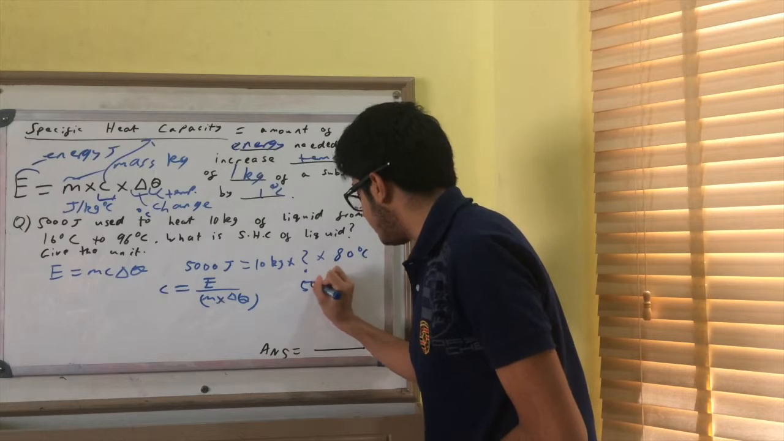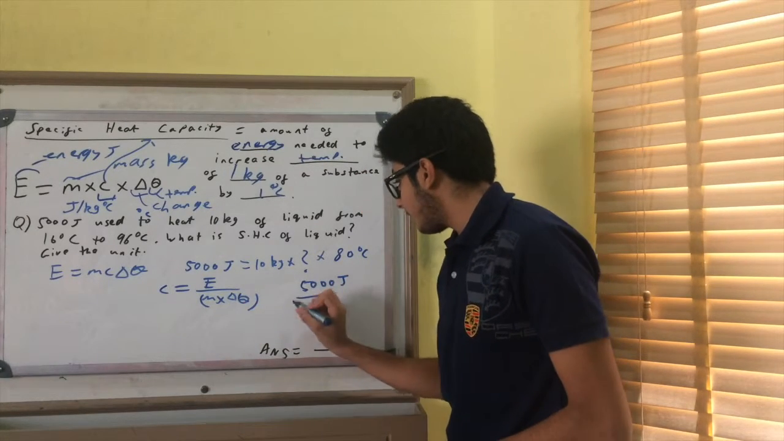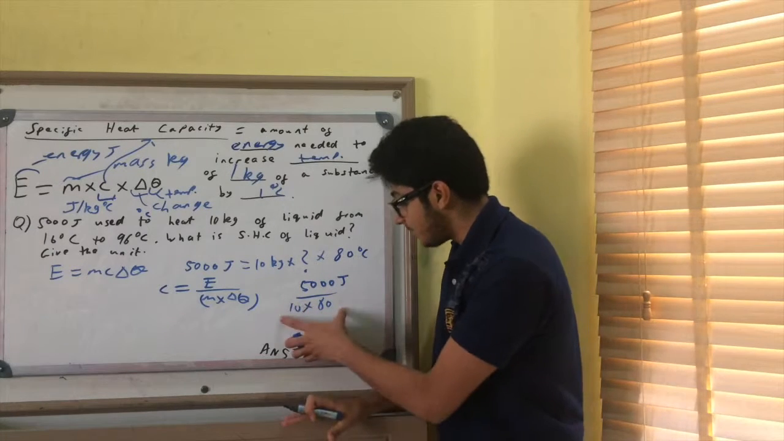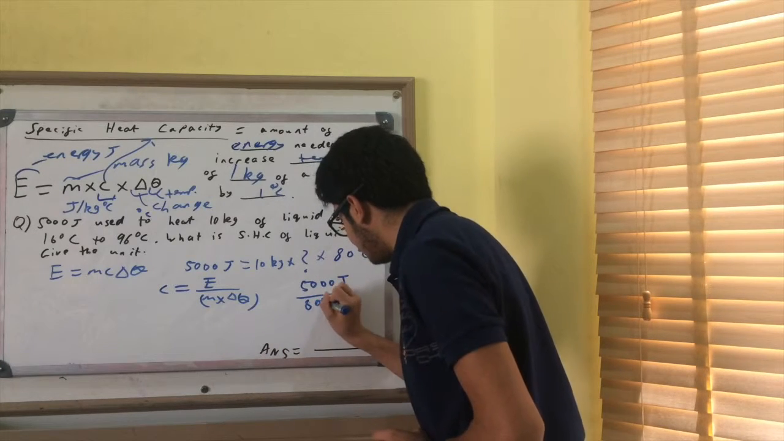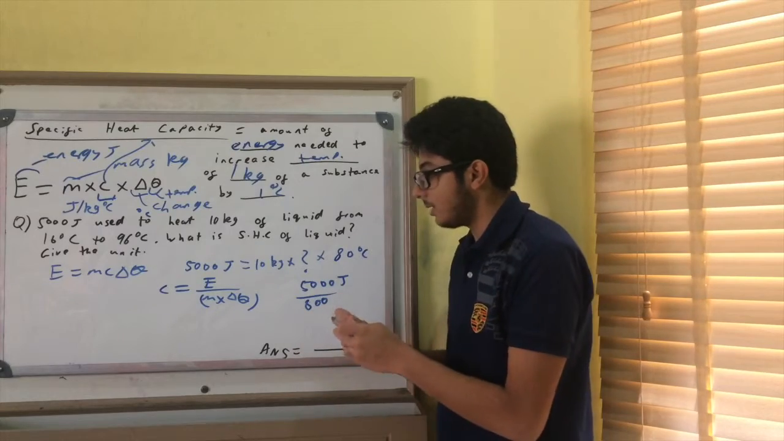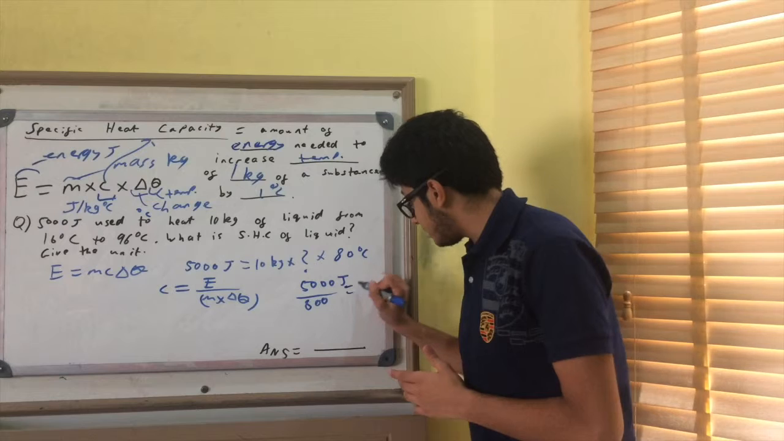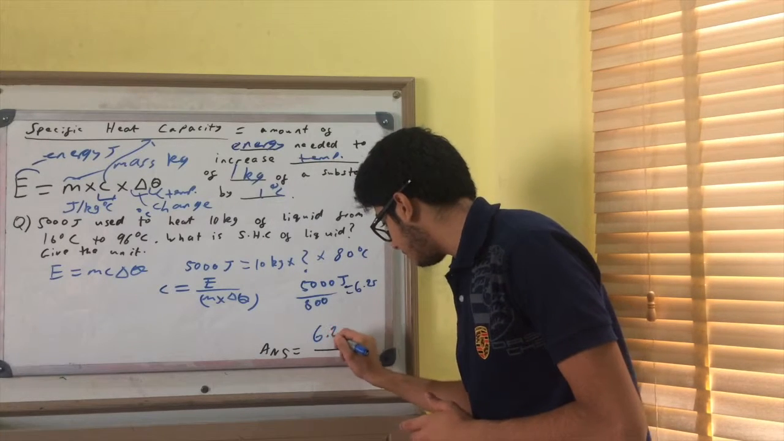So, 5,000 joules, sorry, divided by 10 kilograms multiplied by 80 degrees Celsius. So do this part first. 10 times 80 gives you 800. 5,000 divided by 800, I'm going to use a calculator. Okay, so it gives you 6.25. So your answer is 6.25.